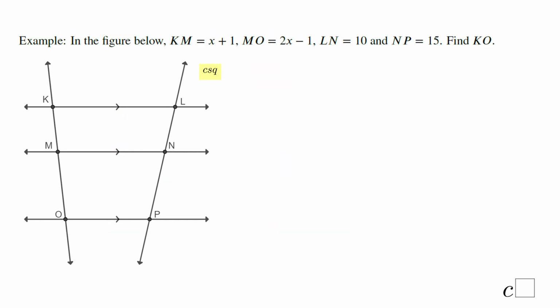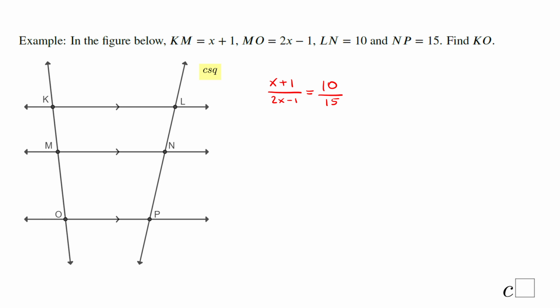Okay, a very similar example here, but now we have some expression, but again we're gonna have KM, which is x plus 1, over MO, which is 2x minus 1, equals LN, which is 10, over NP, which is 15.